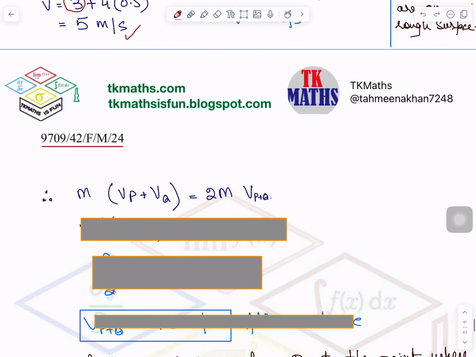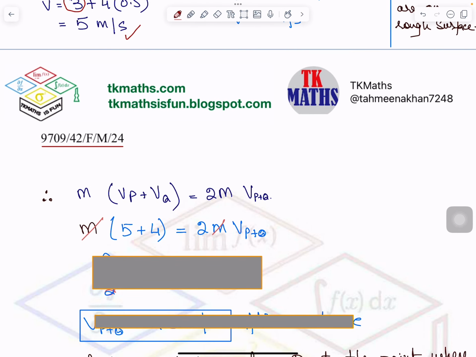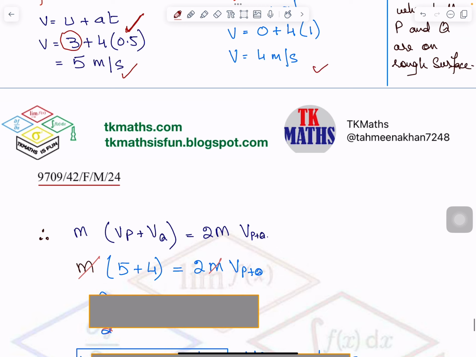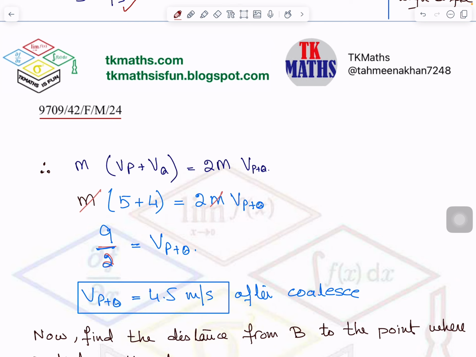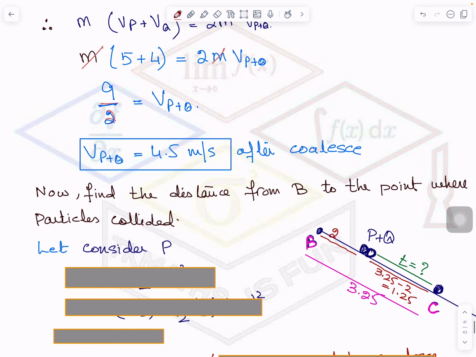Okay, so in this equation, we are substituting the values we have just found, VP equals 5 and VQ equals 4. And that will help us to find out the velocity of the combined particles. It is 4.5 meters per second. So now we know 4.5 meters per second. Now we need to know the distance. How will we do this? We have to find out this distance.